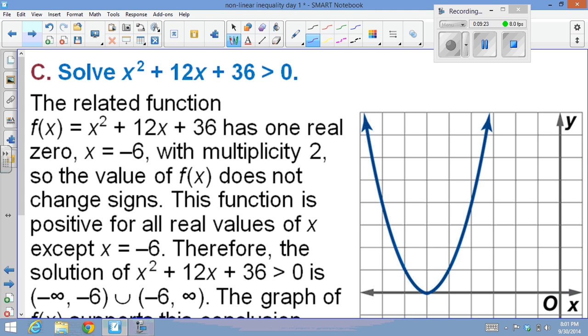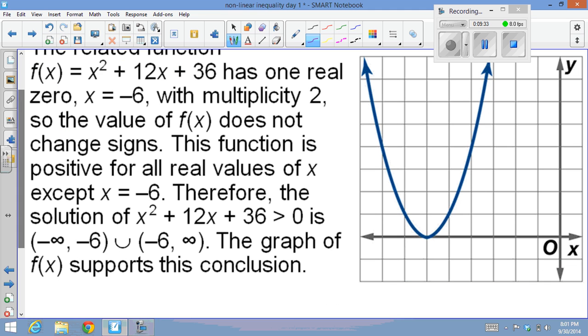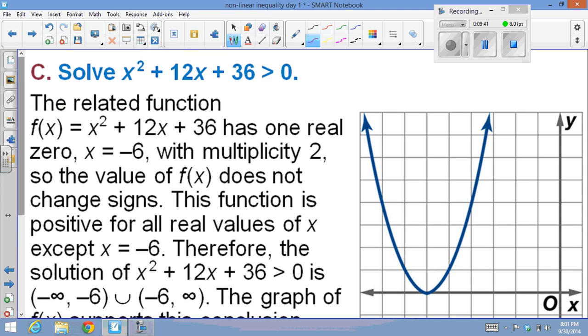So when I set up my interval, I would have a number that is smaller than -6 and bigger than -6. I would find out that the graph is always positive, except it's going to be equal to 0 at -6. So if I look at my equation, I want to know where it is just bigger than 0, not bigger than or equal to. So it's going to be bigger than 0 everywhere but -6.